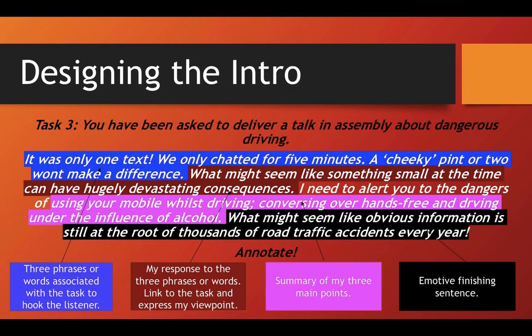So whatever 3 points you came up with in the last lesson for task 3, which was you've been asked to deliver a talk in an assembly about dangerous driving, whatever 3 points you came up with, that's what you're going to write about in this purple section. I need to alert you to the dangers of, and whatever your 3 points were. Now those 3 points are what are going to gear the main body of your writing, like we said, point 1, point 2, point 3. Okay, so you need to take some time now to write out your introduction. So you're going to want to pause the video here.